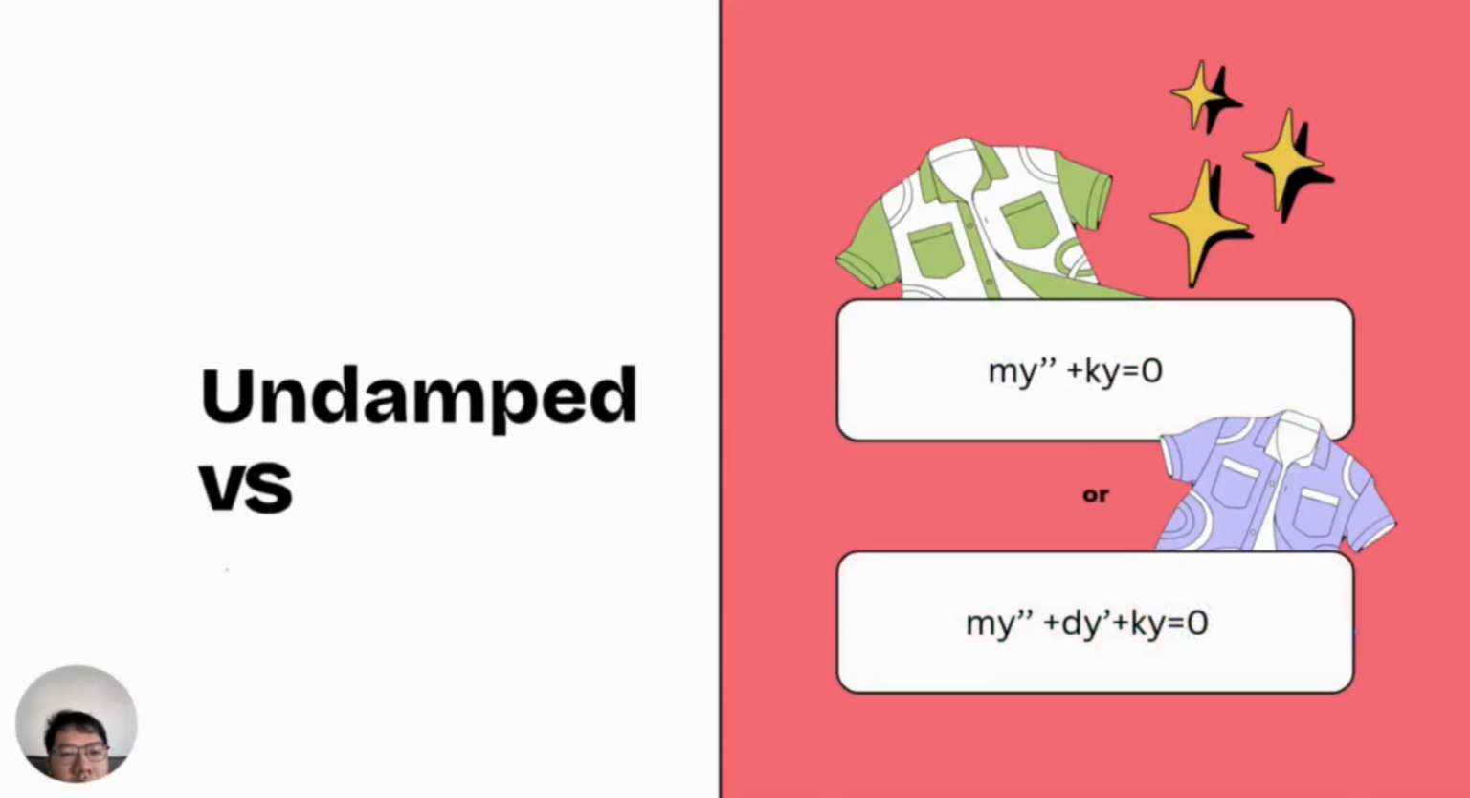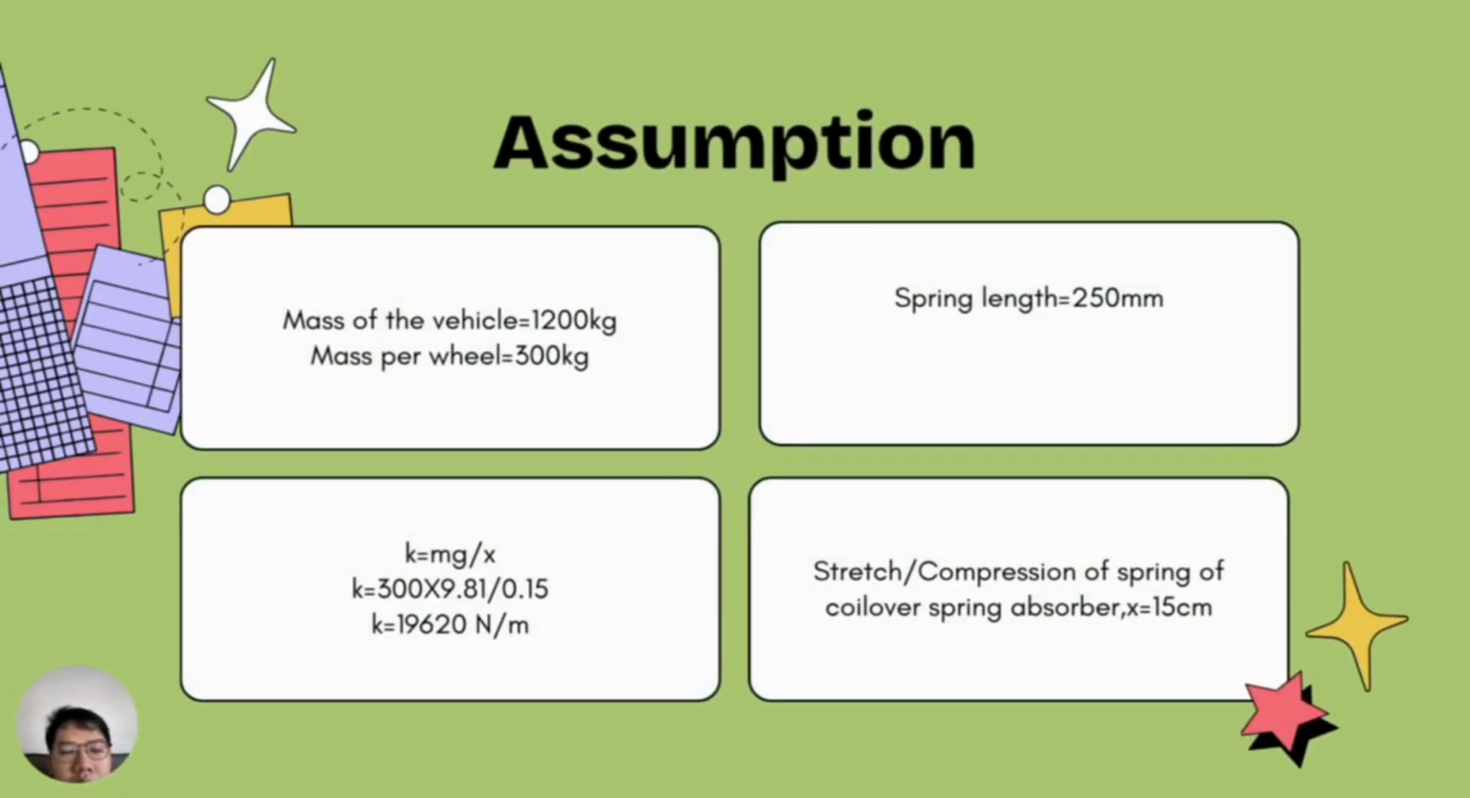Next, we go to our task today, which is a mass-spring system, modeled using a second-order ODE. The top one is the undamped oscillation, while the bottom one is the damped oscillation. This is the assumption we use in our calculation. We have mass equal to 300 kg, spring length is 250 millimeter, spring constant is about 19,620 Newton per meter, and the compression of the spring is about 15 cm.